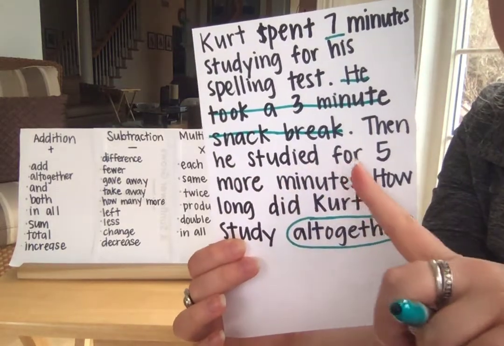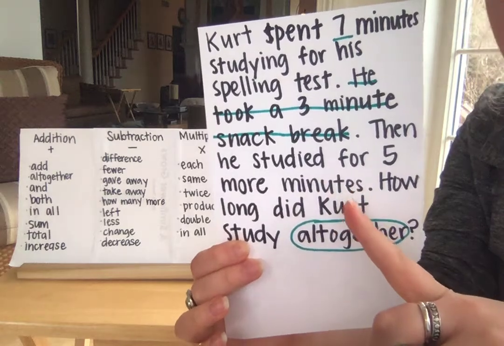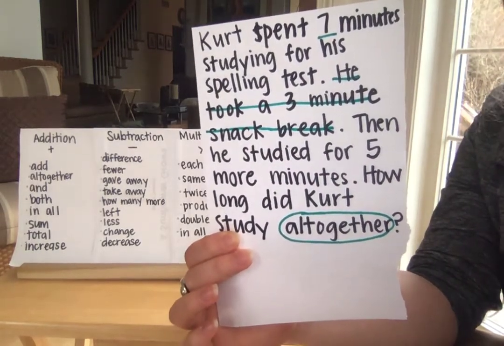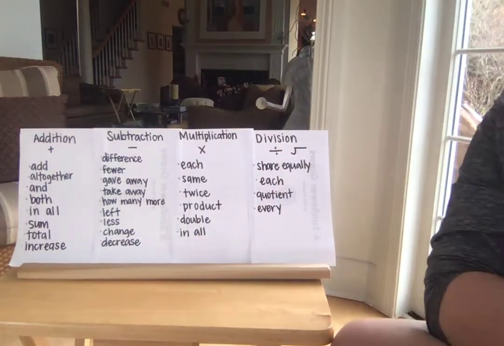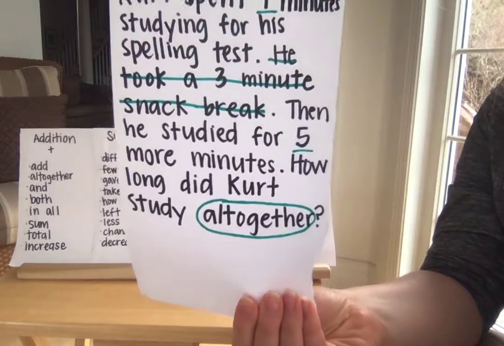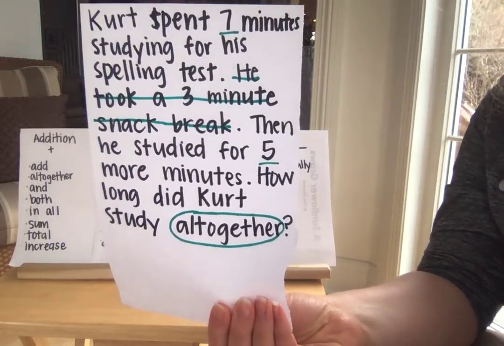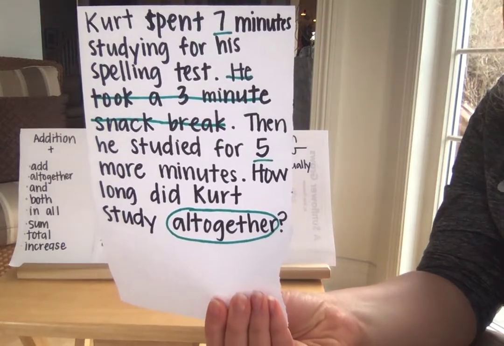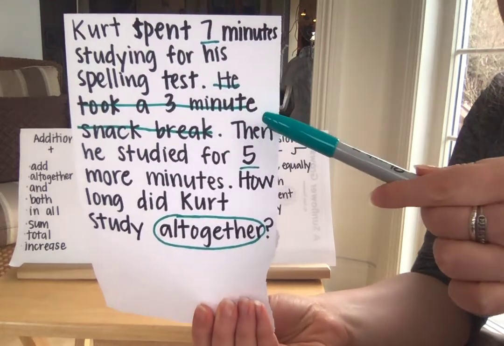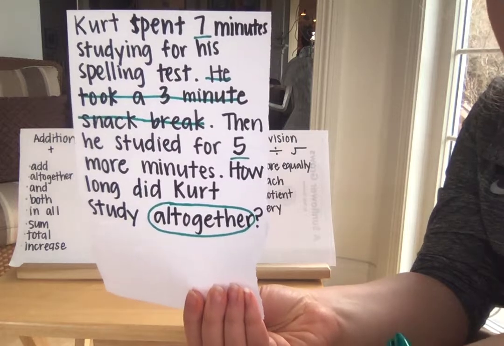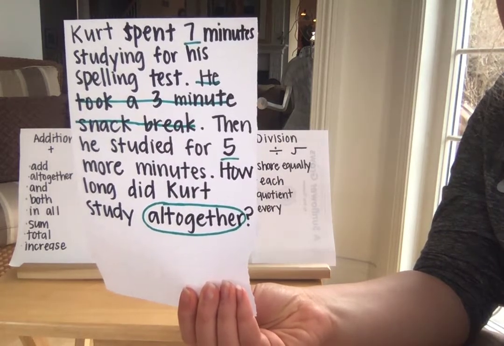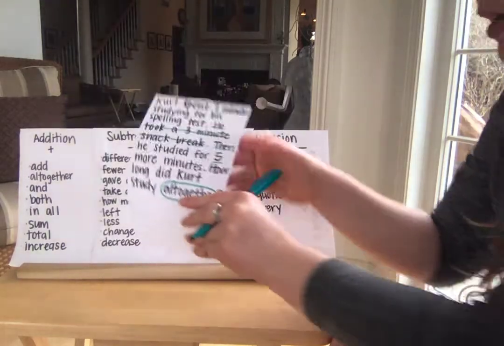He studied for 5 more minutes. That 5, that's a number that's talking about time he spent studying. So that's an important number that we need to use in our equation. So I'm going to underline that. Okay. How long did Kurt study altogether? All right, so I have my important numbers. I crossed out the information that was unnecessary. Now I'm going to draw my picture and I'm going to write my equation.